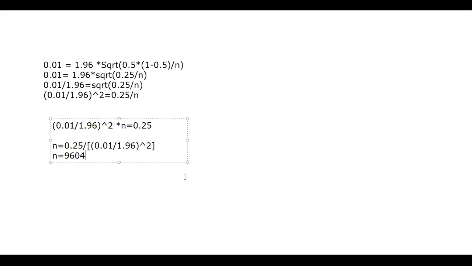Questions about this? This is an important question. It comes up a lot. So we could also write this down in a simplified format so that you don't have to go through these algebra steps each time.